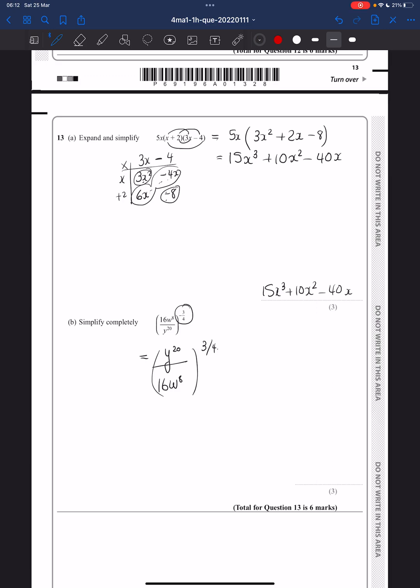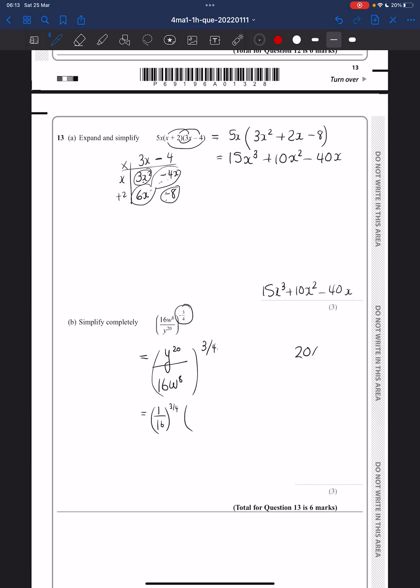Okay, so this is now going to be the ones with the letters, the y^20 and the w^8. For y^20, you multiply 20 times 3 over 4 to get the new power of y, and 8 times 3/4 is the new power of w. And then we've also got to do 1/16 to the power 3/4 as well. I'm going to put that one to one side and come back to it in a minute.